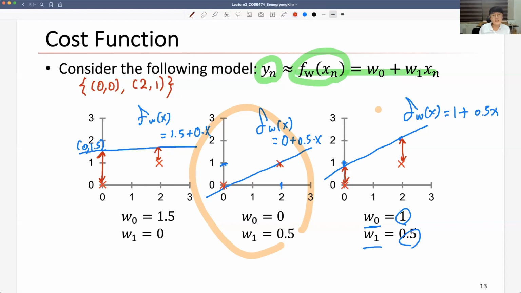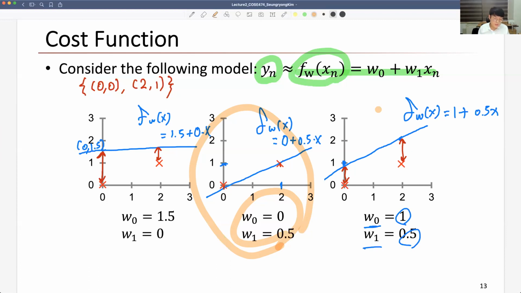So actually, this is the process of learning. This is a learning process. We found the optimal parameter W that well represents the input and output relationship. Yeah, this is learning, right?